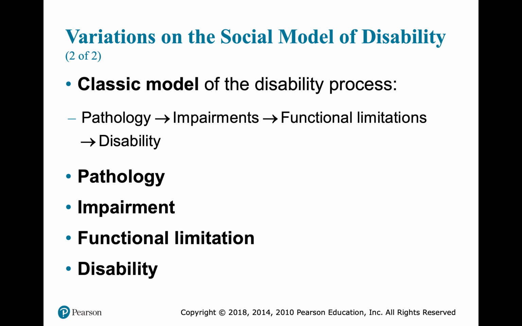With the impairment aspect, this is the individual's dysfunction in a specific body system. Functional limitation is the individual's ability to perform daily life activities, so for example, walking, reading, speaking. And then the disability aspect is the individual's difficulty in doing basic activities, so work, household management, hobbies, social interactions.